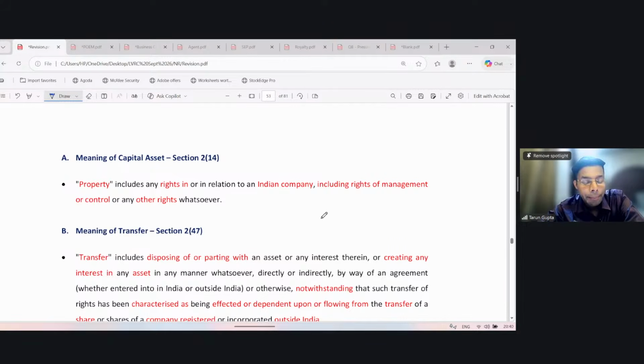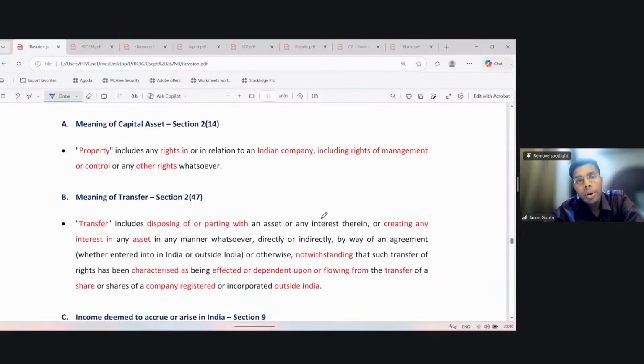Meaning of transfer: section 2(47), an amendment is made in the meaning of transfer. The definition is expanded. Transfer includes disposing of or parting with an asset or an interest therein, or creating any interest in any asset in any manner whatsoever, directly or indirectly, by way of agreement, whether entered into in India or outside India, or otherwise. Notwithstanding that such transfer of right has been characterized as being effective or dependent upon or flowing from the transfer of a share or shares of a company registered or incorporated outside India.